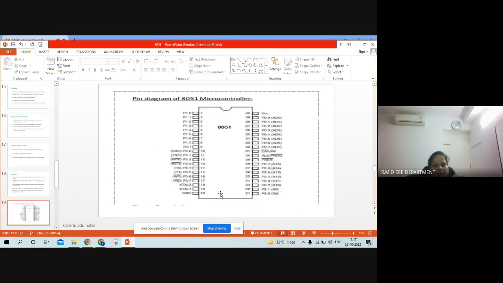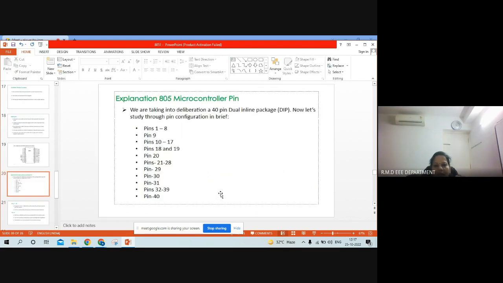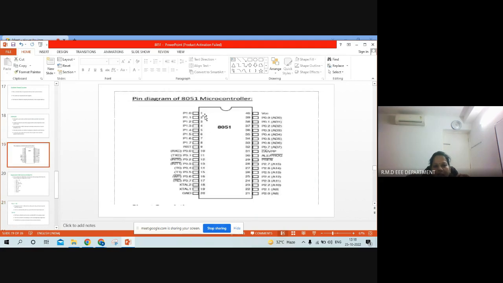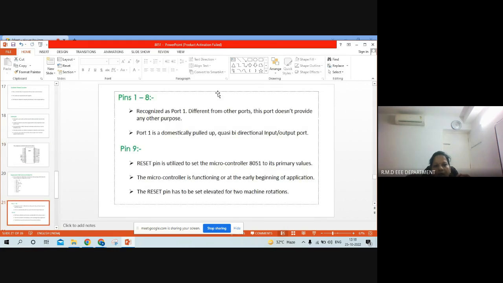Then coming to the pin details of the 8051, it is a 40-pin IC. As I mentioned earlier, it has four different ports and timers and all. So now let me explain the pins and their related functions. Pins 1 to 8 are recognized as port 1. In this diagram, we have pins 1 to 8, which are meant for port 1, different from the other ports. This port doesn't provide any other function. It is mainly meant for acting as a quasi-bidirectional input output port.